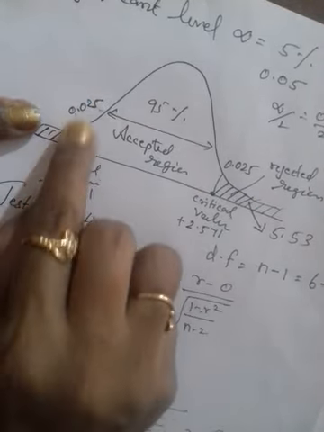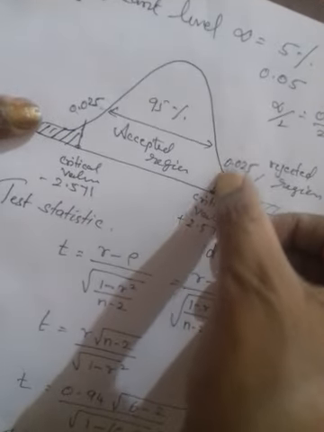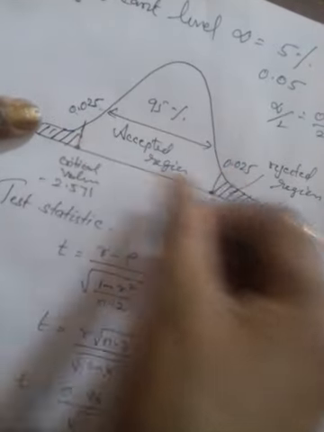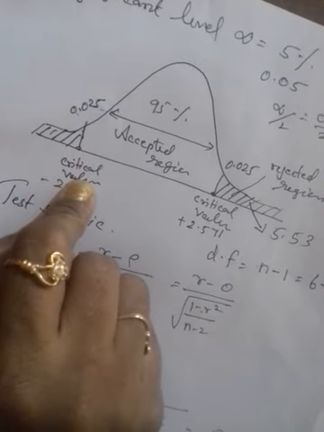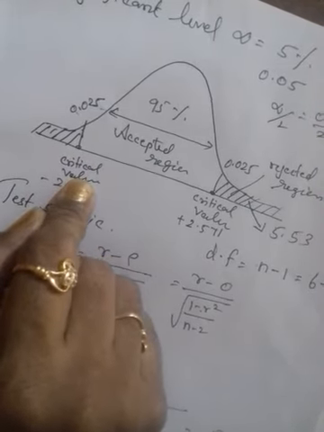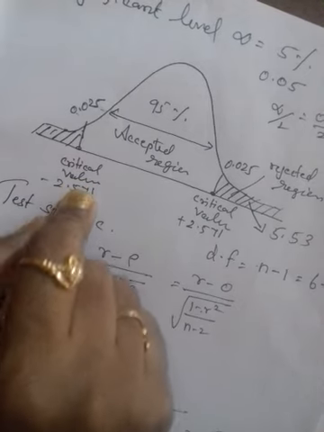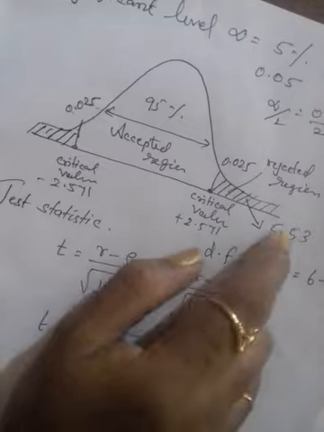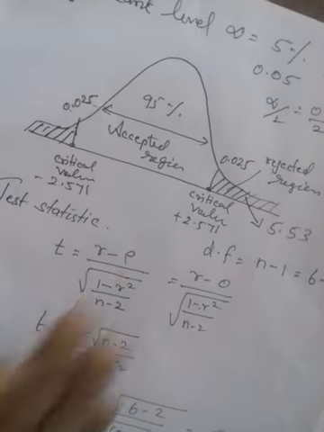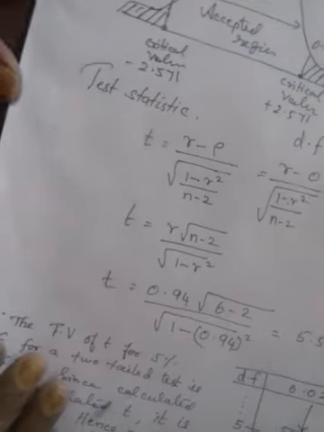Here we are putting the upper limit and lower limit. This point is called the critical value, otherwise called the table value. So we are going to calculate the calculator value and the table value by using a formula.